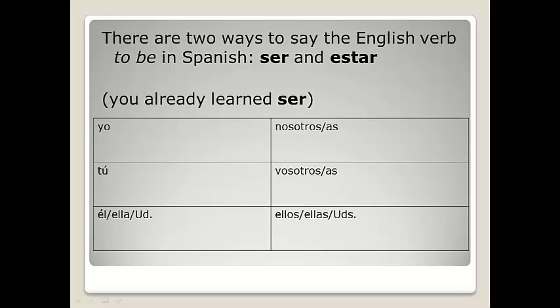So this should look familiar to you. The verb ser was soy, eres, es, somos, sois, and son. Now these verbs meant I am, you are, he or she is, we are, you all are, and they are. And we use this verb, if you remember, with characteristics and physical descriptions of people.